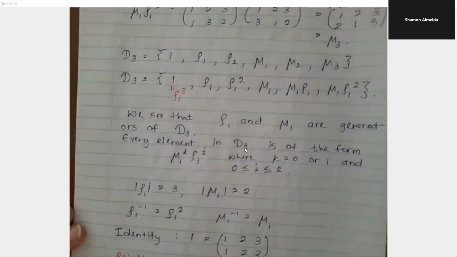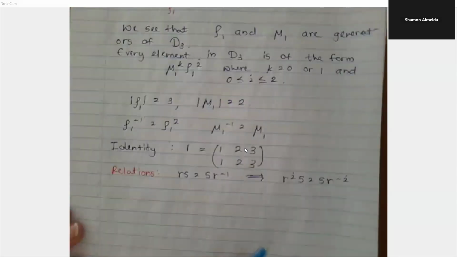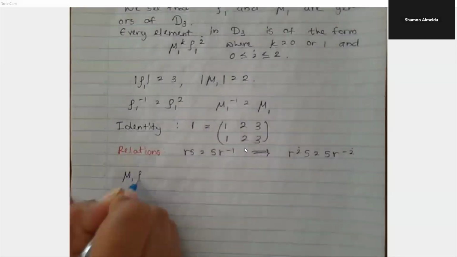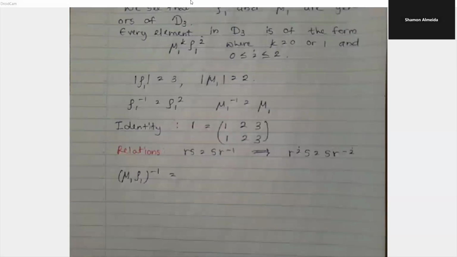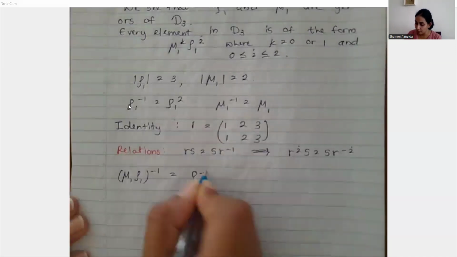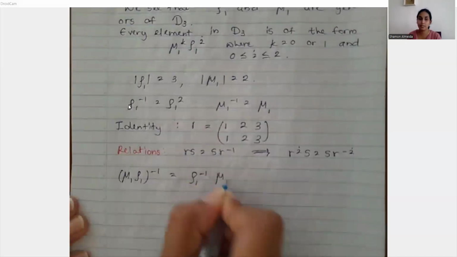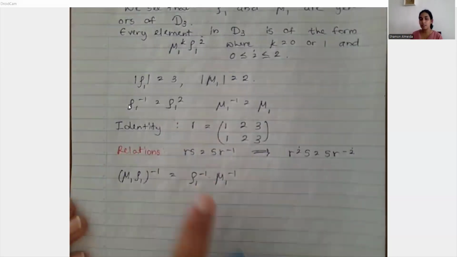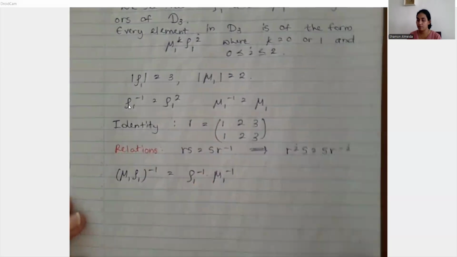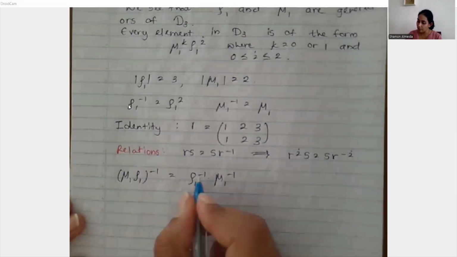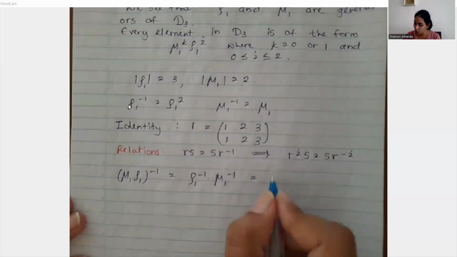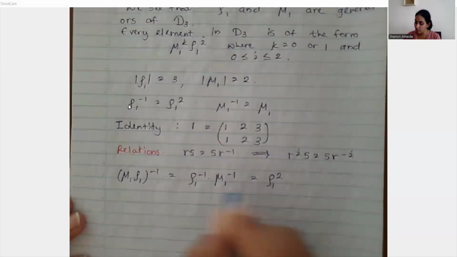If we go to mu1 rho 1, let's find the inverse of mu1 rho 1. Let's find (mu1 rho 1) inverse. We know this is equal to rho 1 inverse composite mu1 inverse, right? We have seen these properties when we were discussing properties of the identity, inverse and all that at the very beginning of this course. Now, rho 1 inverse is simply rho 1 squared. Mu 1 inverse is simply mu 1.